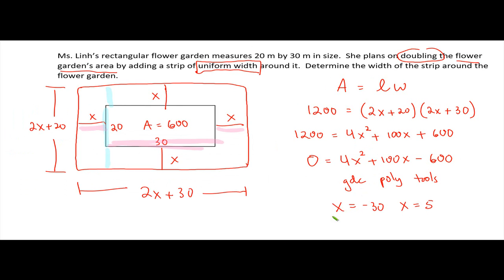So once again, we have to see if our answers make sense. If x is negative 30, x represents this length here, so we know that cannot be negative. So we're going to reject this answer because it doesn't make sense, okay? And then over here, we know that the correct answer is going to be 5. So to make sure we answer the question, determine the width of the strip around the flower garden, we know that it's going to be 5 meters. So this is the measurement of the width of the strip, the uniform width going around the flower garden.